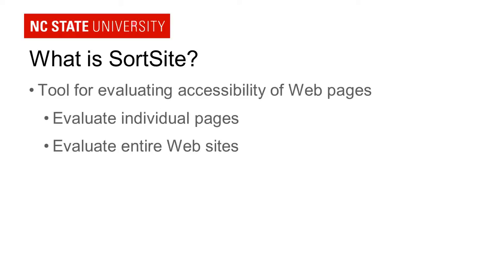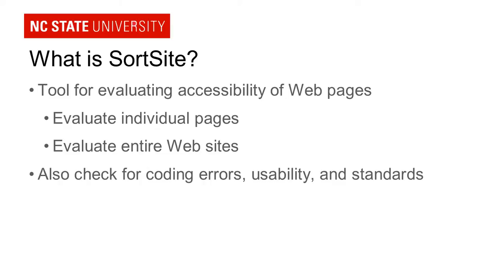So what is SortSite? SortSite is a tool for evaluating the accessibility of web pages. It'll let you evaluate an individual web page, or you can scan an entire website and get a report on the accessibility of all the pages within a site. It'll also check for things like coding errors, usability, and that you're using the proper standards.